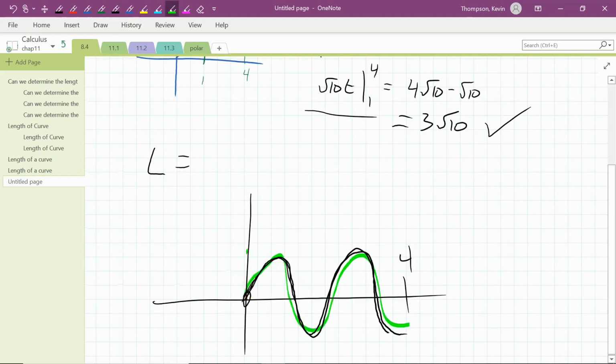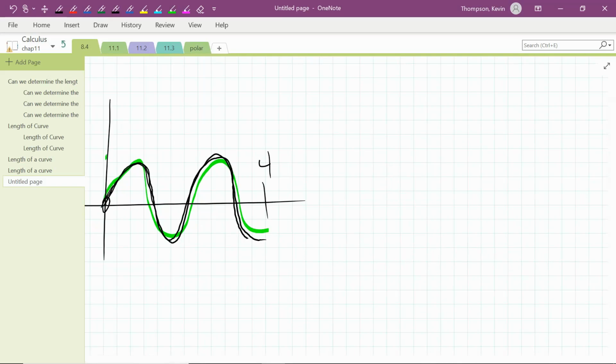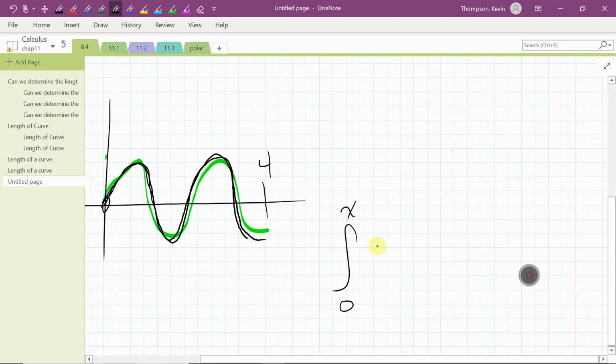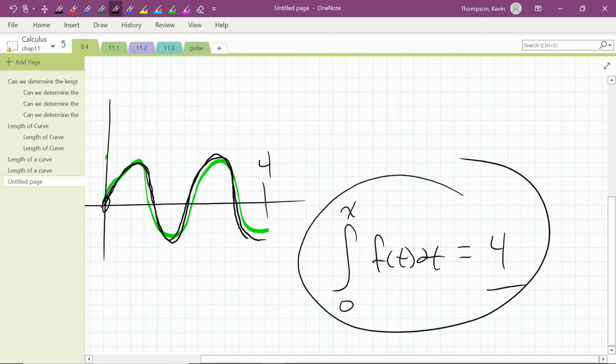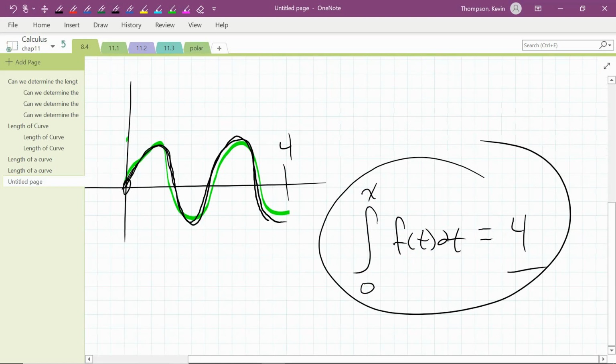Is that the integral from 0 to 4, or is that the integral equal to 4? So that's the integral from 0 to 4. Okay? I don't know. So what is the other one then finding? If we do this calculation, the integral from 0 to x of the function equal to 4, how would you say that in words? Because this is also a legitimate question that could be asked.